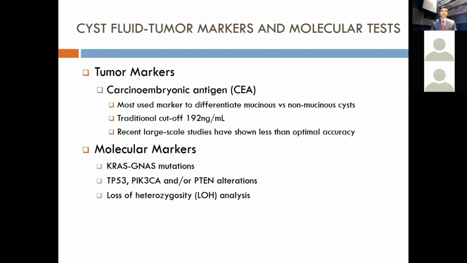Therefore, there has been an increasing trend to develop molecular testing. Several molecular markers have been identified and studied, of which GNAS and KRAS mutations appear to be most promising, since they can be seen in up to 80% of mucinous neoplasms.